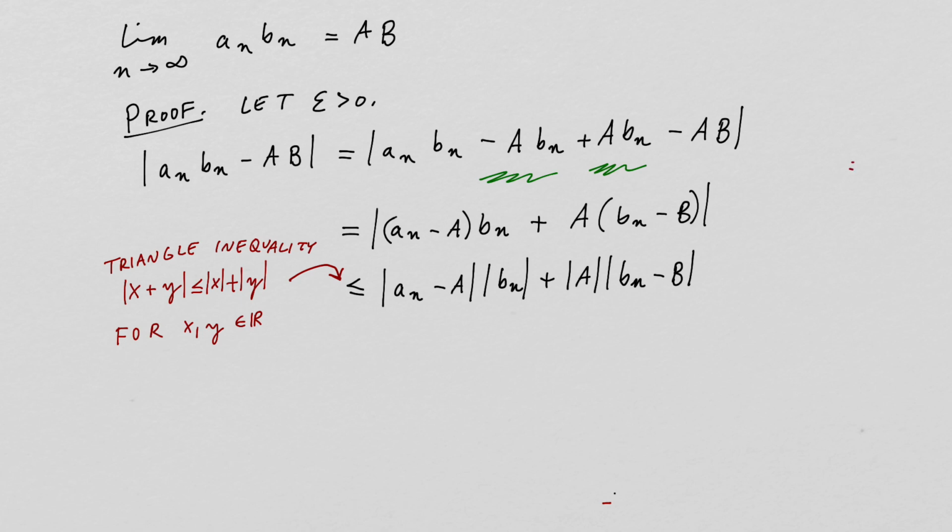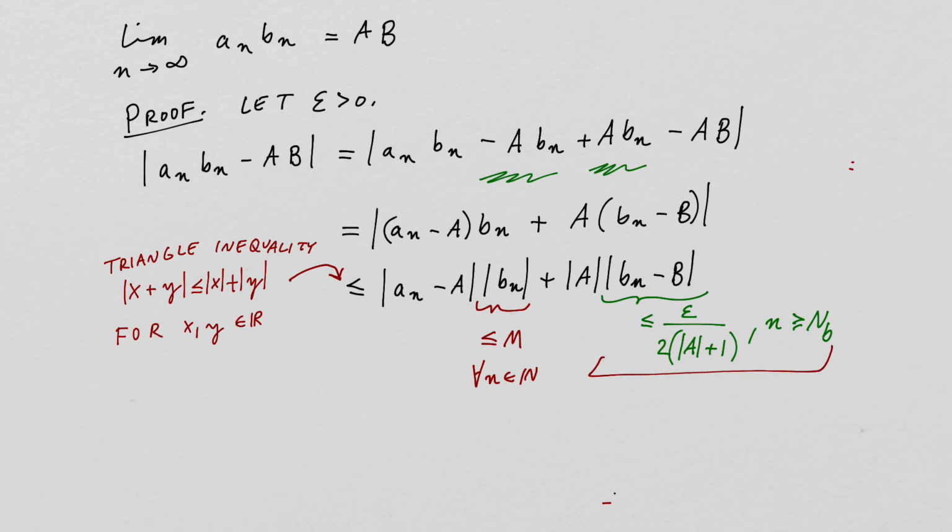Because b_n's converge to capital B, the sequence b_n is bounded, so it is at most some constant M. This holds for all n. Because the b_n's converge to B, we can make this kind of inequality. Here we put in addition to a plus 1 because we might have that capital A is 0.